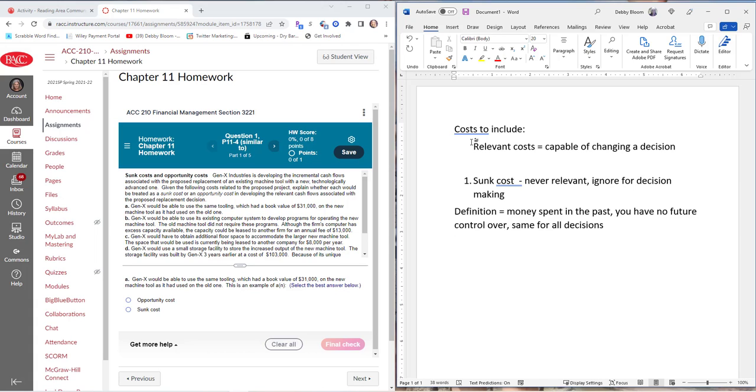So, for example, consider the cost of your old car in trying to decide whether to sell your old car or to continue driving it. If you sell your old car, you spent $10,000 for it 5 years ago. If you continue to drive it, you spent $10,000 for it 5 years ago. It's the same for all options. You can't change what you did 5 years ago, so that would be a sunk cost.